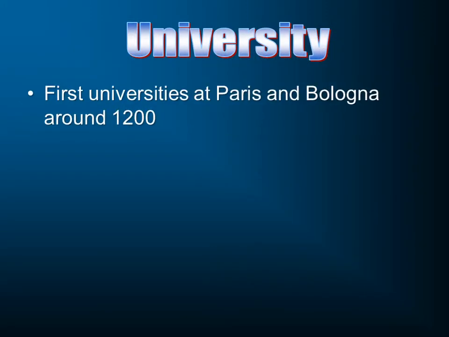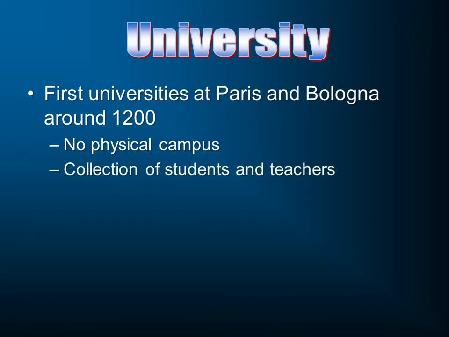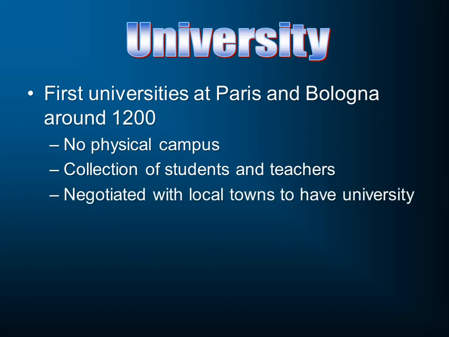The first universities at Paris and Bologna start around 1200. No physical campus. When we think of a modern day university, you think of big buildings and a big tract of land. The early universities don't have that. What's required is a place to meet. That could be almost anywhere. You need the professor and you need students. As long as you have students and teachers, now you can have the university.